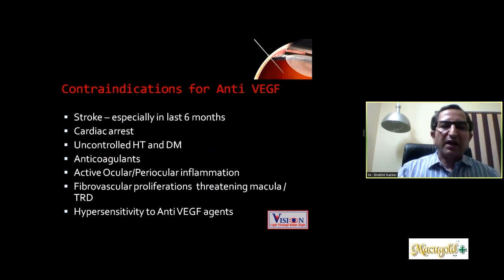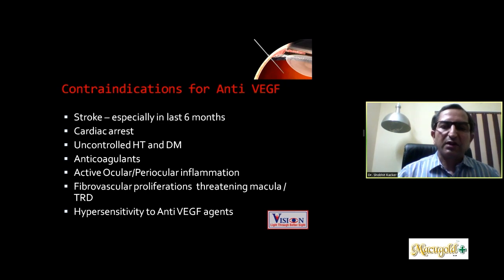You also have to keep in mind certain contraindications for anti-VEGFs, as I have already mentioned earlier: presence of stroke, cardiac arrests, uncontrolled hypertension or diabetes. If the patient is on anticoagulants, there is presence of active inflammation of the eye or the periocular tissue, or there is presence of fibrovascular proliferations, which can threaten the macula and produce a tractional retinal detachment.